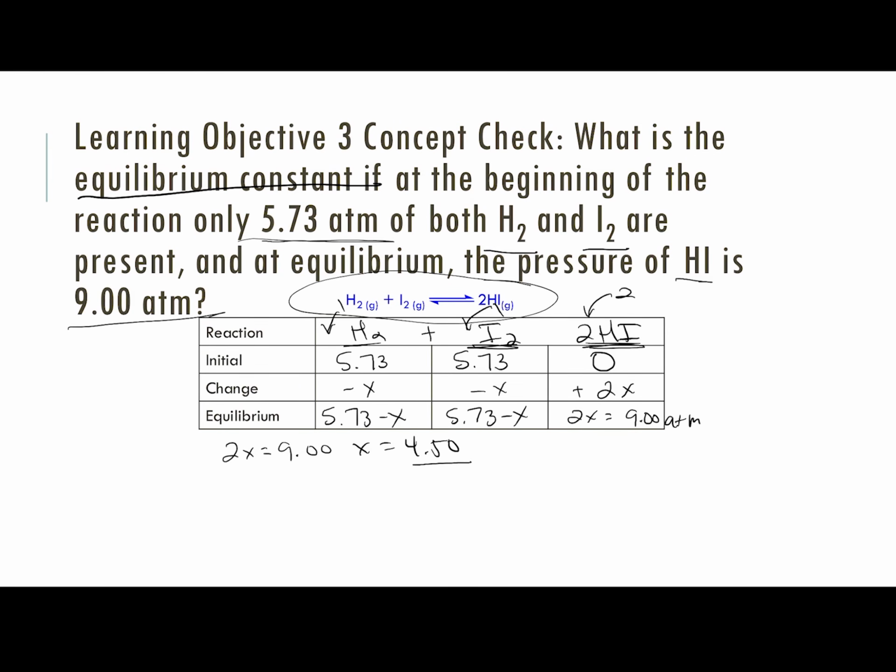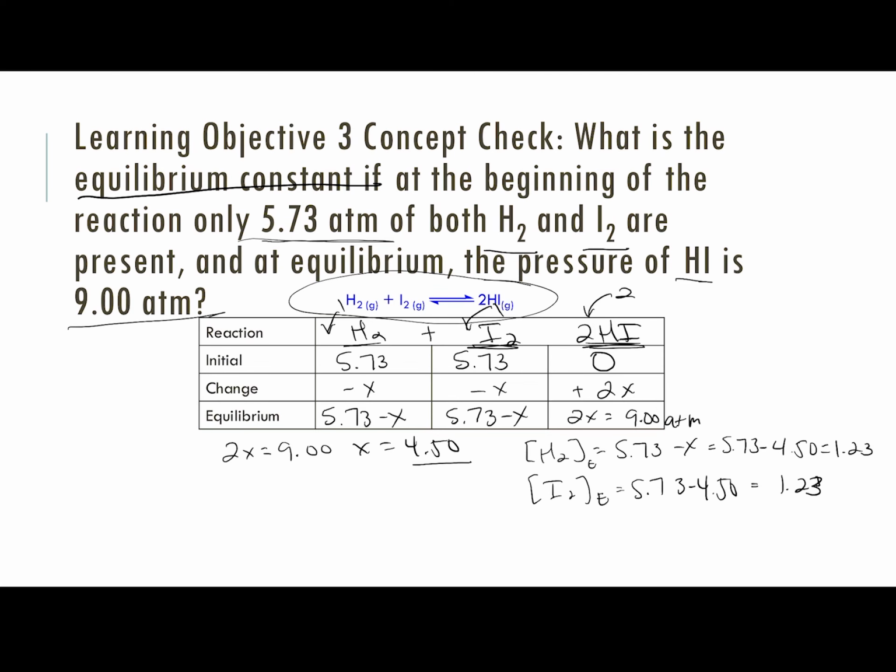Then we can figure out our H2 pressure, which is 5.73 at equilibrium. 5.73 minus x, which is 5.73 minus 4.5, which equals 1.23. Same thing for I2 at equilibrium. We'll have 5.73 minus 4.50, which is 1.23.